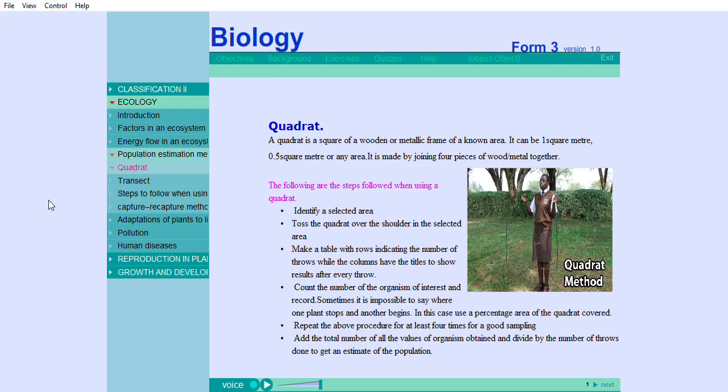Sometimes it is impossible to say where one plant stops and another begins. In this case, use a percentage area of the quadrat covered. 5. Repeat the above procedure for at least 4 times for a good sampling. And 6. Add the total number of all the values of organism obtained and divide by the number of throws done to get an estimate of the population.